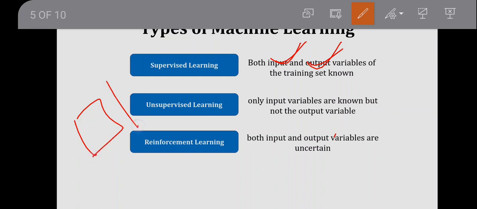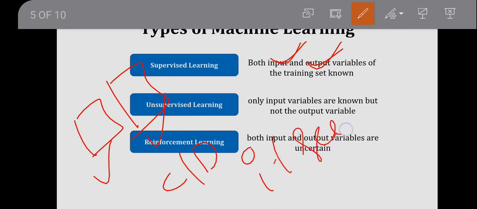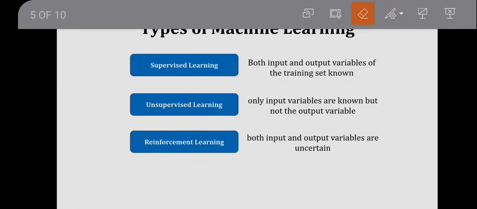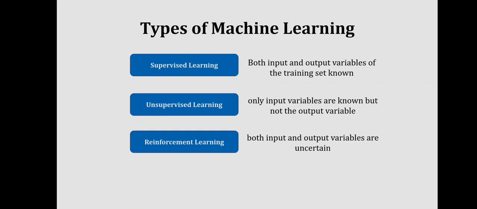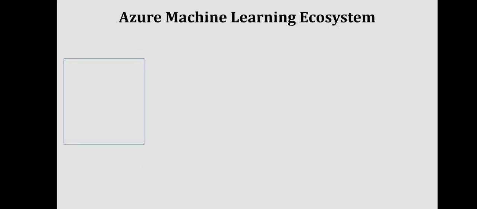Like I will give this image. In this image, I will not tell whether this is cat or dog, and I will not tell this one either. The machine itself learns. That's why this is called unsupervised learning. Next, there is something called reinforcement learning. Here, both input and output are not defined.